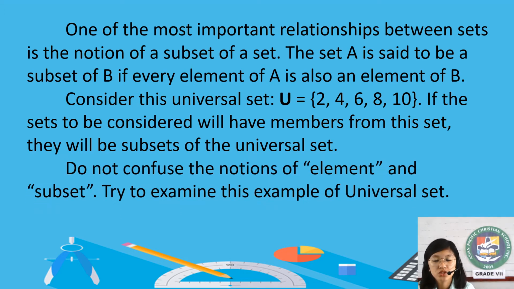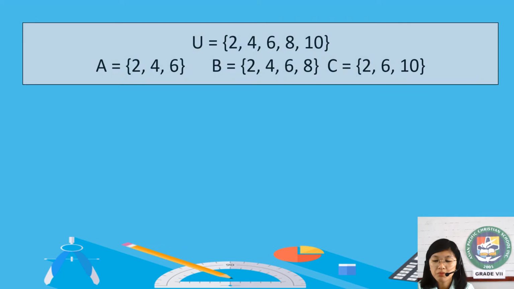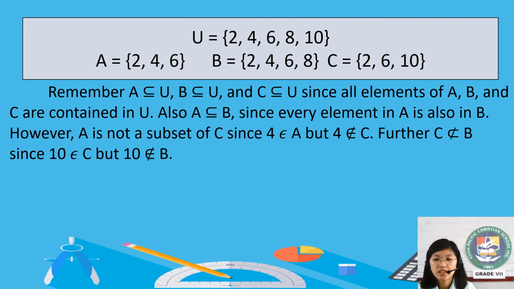Do not confuse the notions of element and subset. Try to examine this example of universal set. So, we have here the elements of set A, 2, 4, 6, and the elements of set B, 2, 4, 6, 8, and the elements of set C, we have 2, 6, and 10. So, remember these elements. And remember, A is a subset of U, B is a subset of U, and C is a subset of U, since all elements of A, B, and C are contained in U.